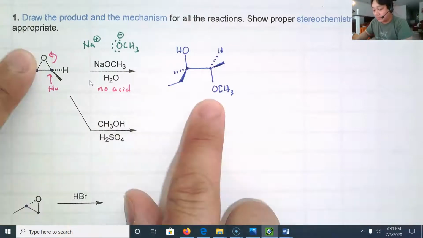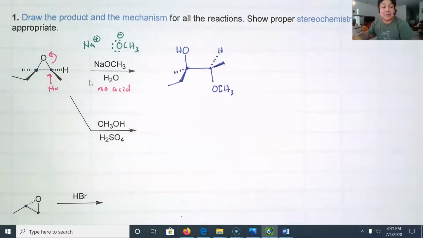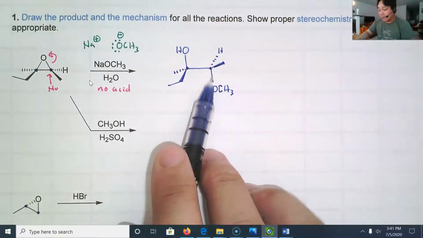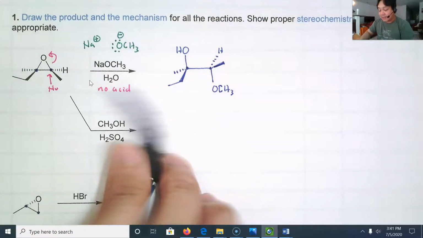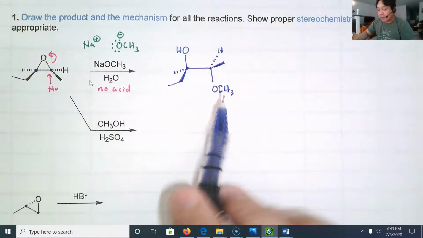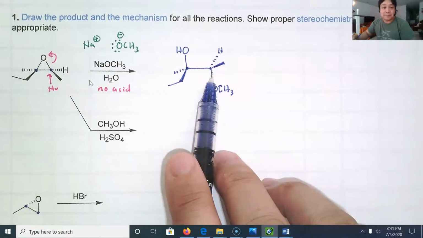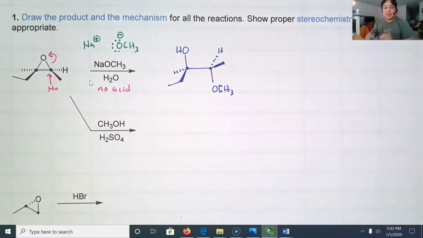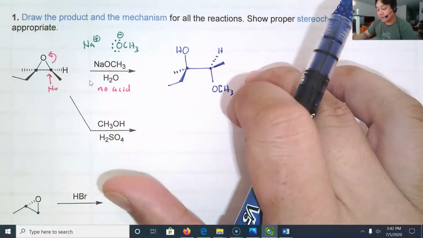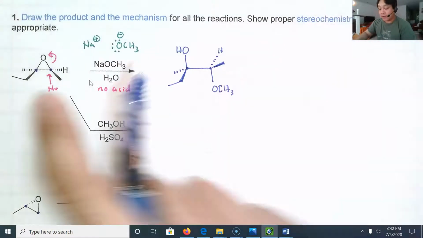Now, those are two different O's, but I'm saying that that's the fourth group of this carbon. Everything else stays the same, wedges and dashes, but now we attack from the bottom. That is the only product that I would expect. There's only one stereoisomer for this reaction.